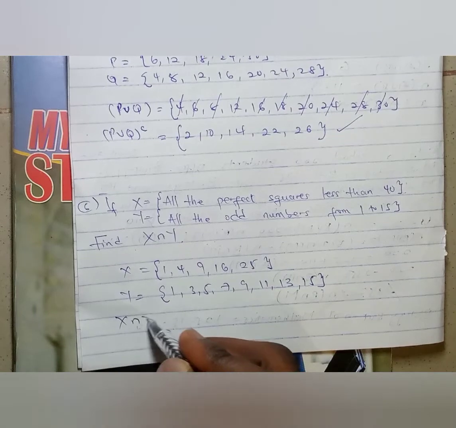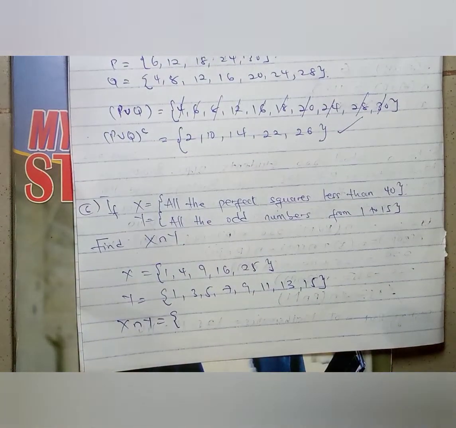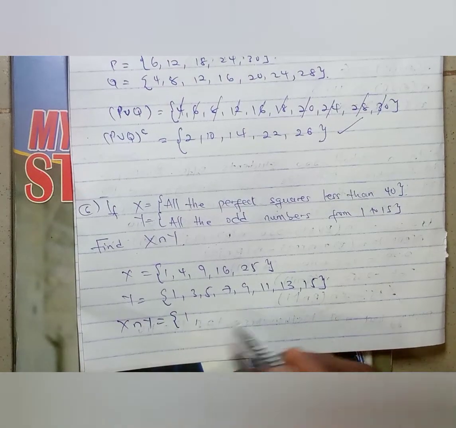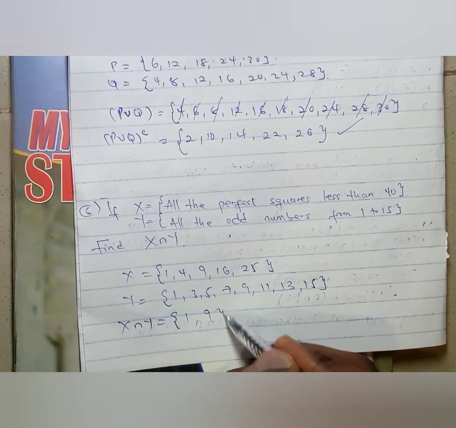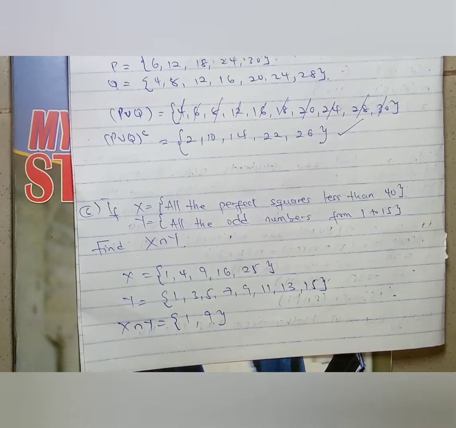Now X intersection Y. We have to find the similarity between X and Y. That's the meaning of intersection. So 1 is here, and 9 only. 1 and 9. The rest are not intersected.